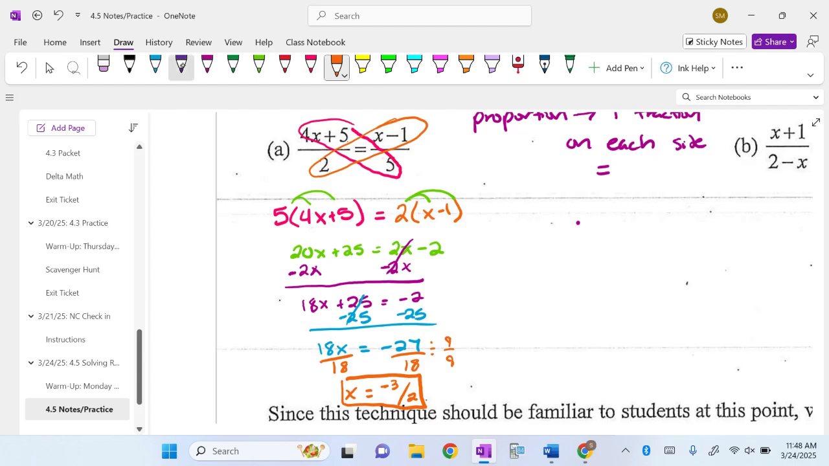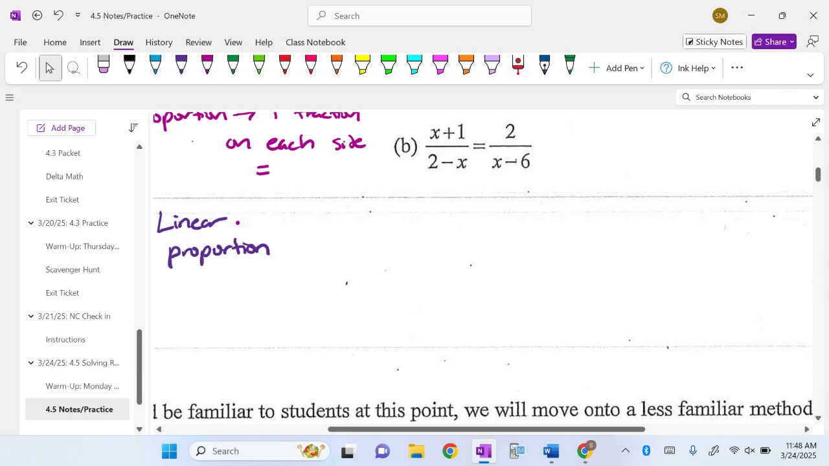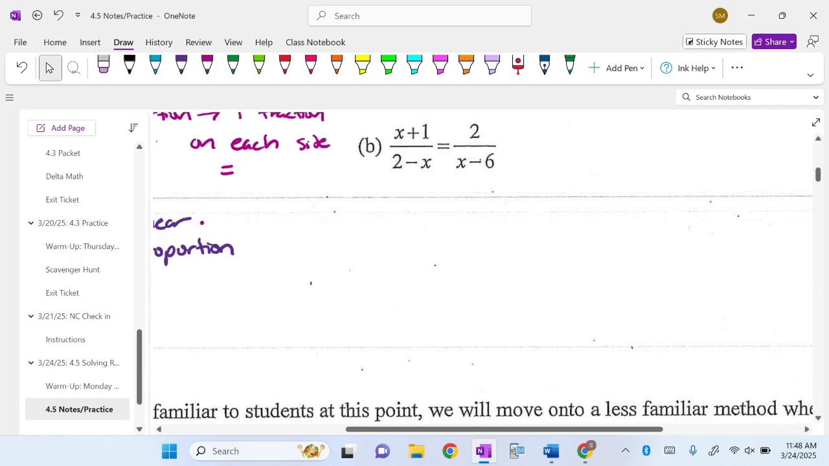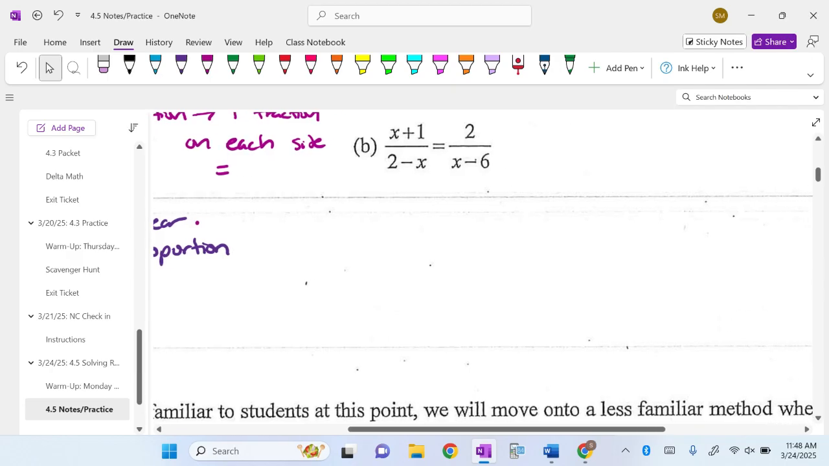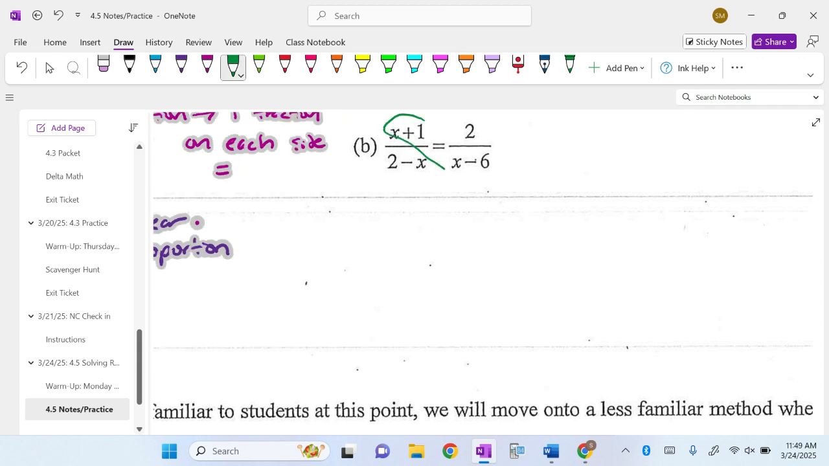So this was a linear proportion because it turned into a linear equation. Now let's look at one that's not linear. Look at this one. We're going to do the same thing over again. We have a fraction on each side. There's nothing being added or subtracted to it. There's not another fraction on either side. So we're going to start cross multiplying.